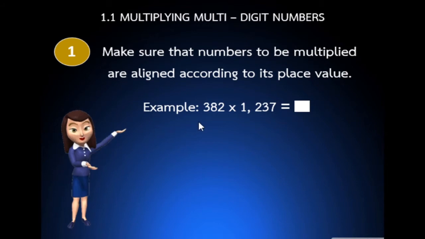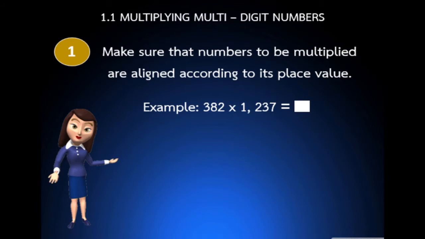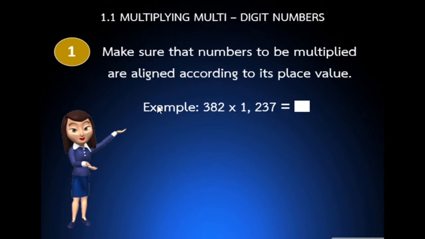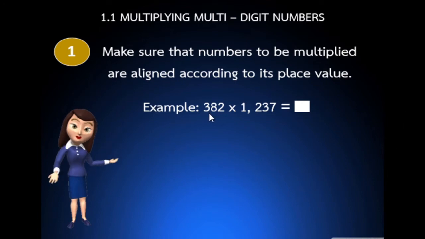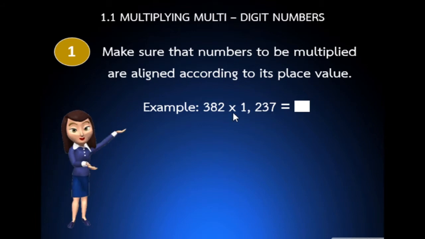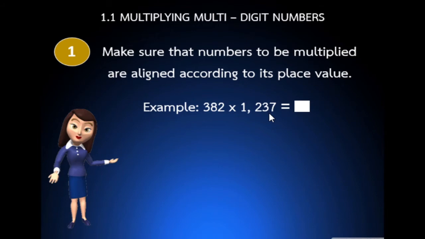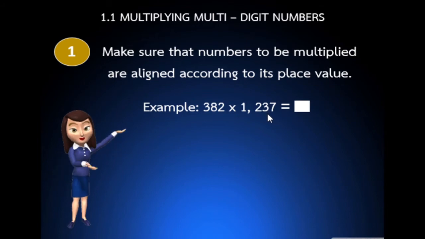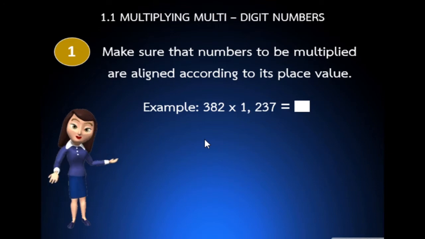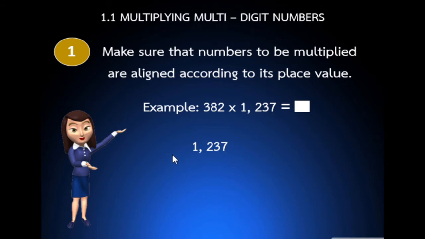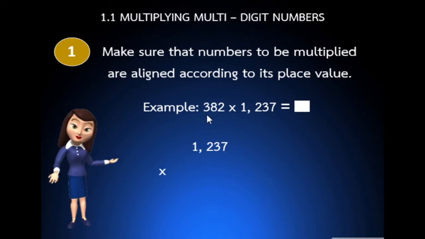In this step, we have to put the greater number on top and the lesser number at the bottom. So for instance, our example here is 382 times 1,237. What number is bigger? It's the number that we have to put on top. 1,237 times followed by 382.